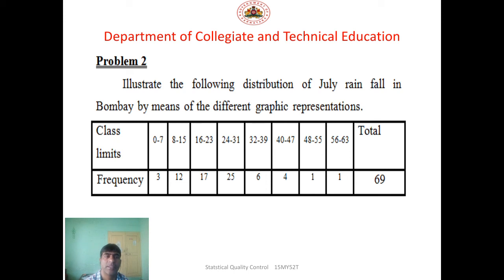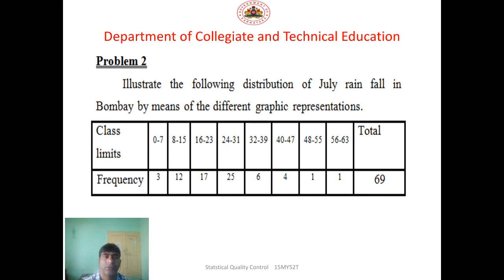The total is 69. So this was the earlier problem which we solved as an example of frequency distribution, to mark the tally marks. So for this problem you should draw all the 4 graphs. Which are the 4 graphs? Line diagram, histogram, frequency polygon and frequency curve.